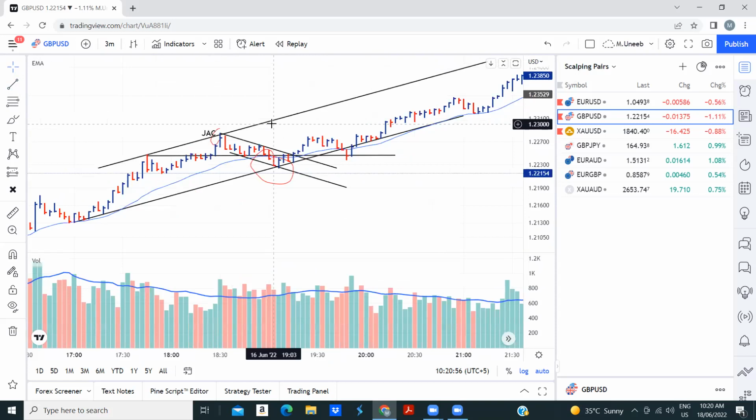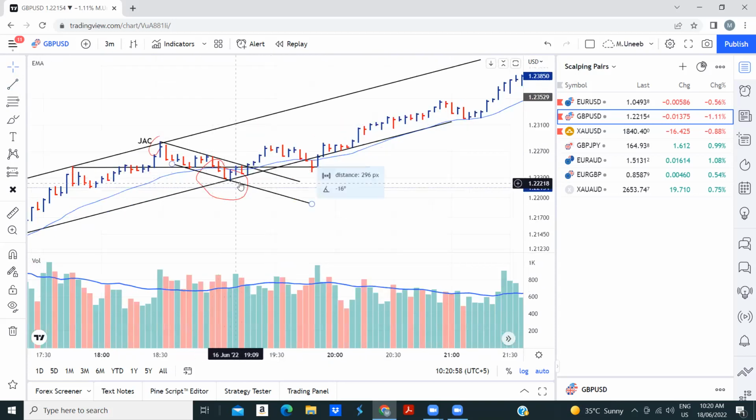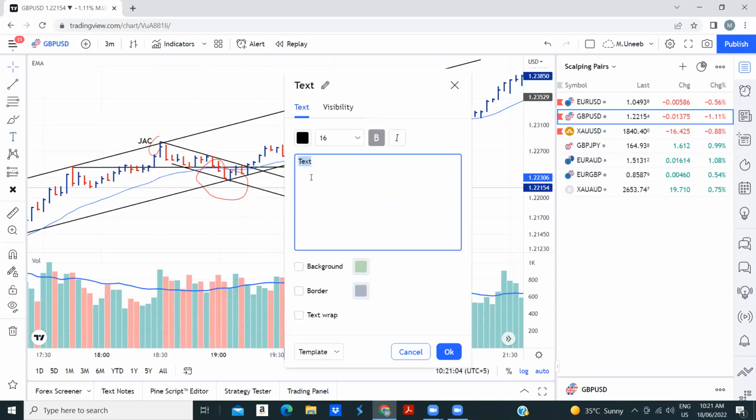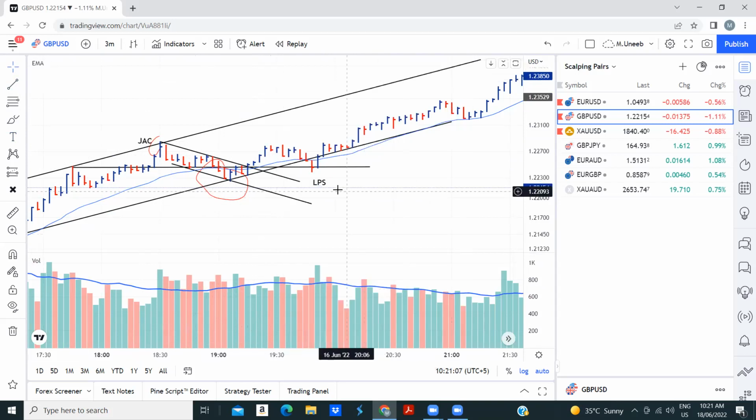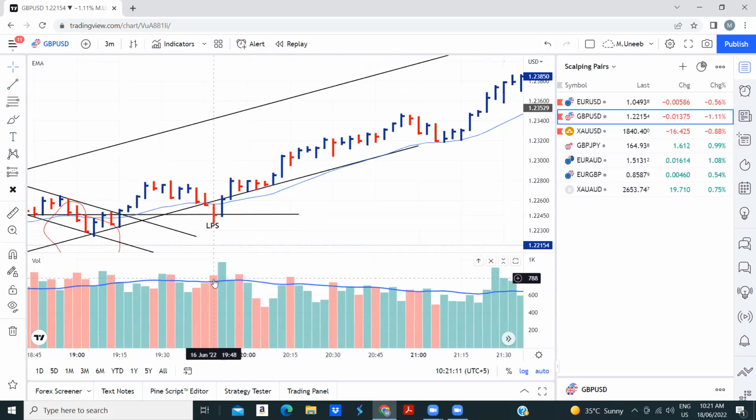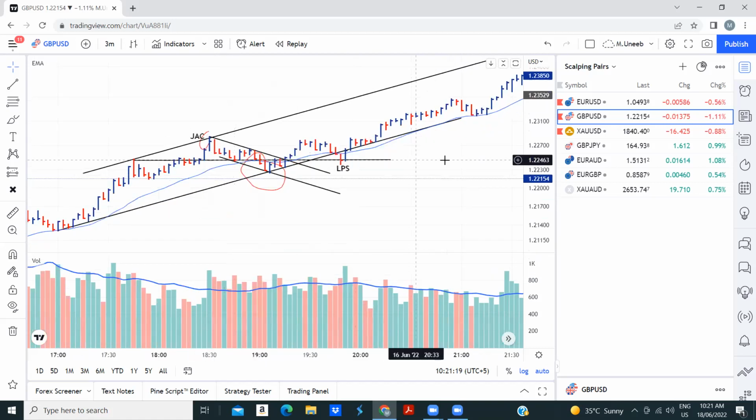And so we go up. What happened? This is again a jump across the creek and then a secondary test. The test of this is the LPS, the last point of support. And the last point of support comes on what kind of bar? Effort versus no result. Am I right? Correct. Good.